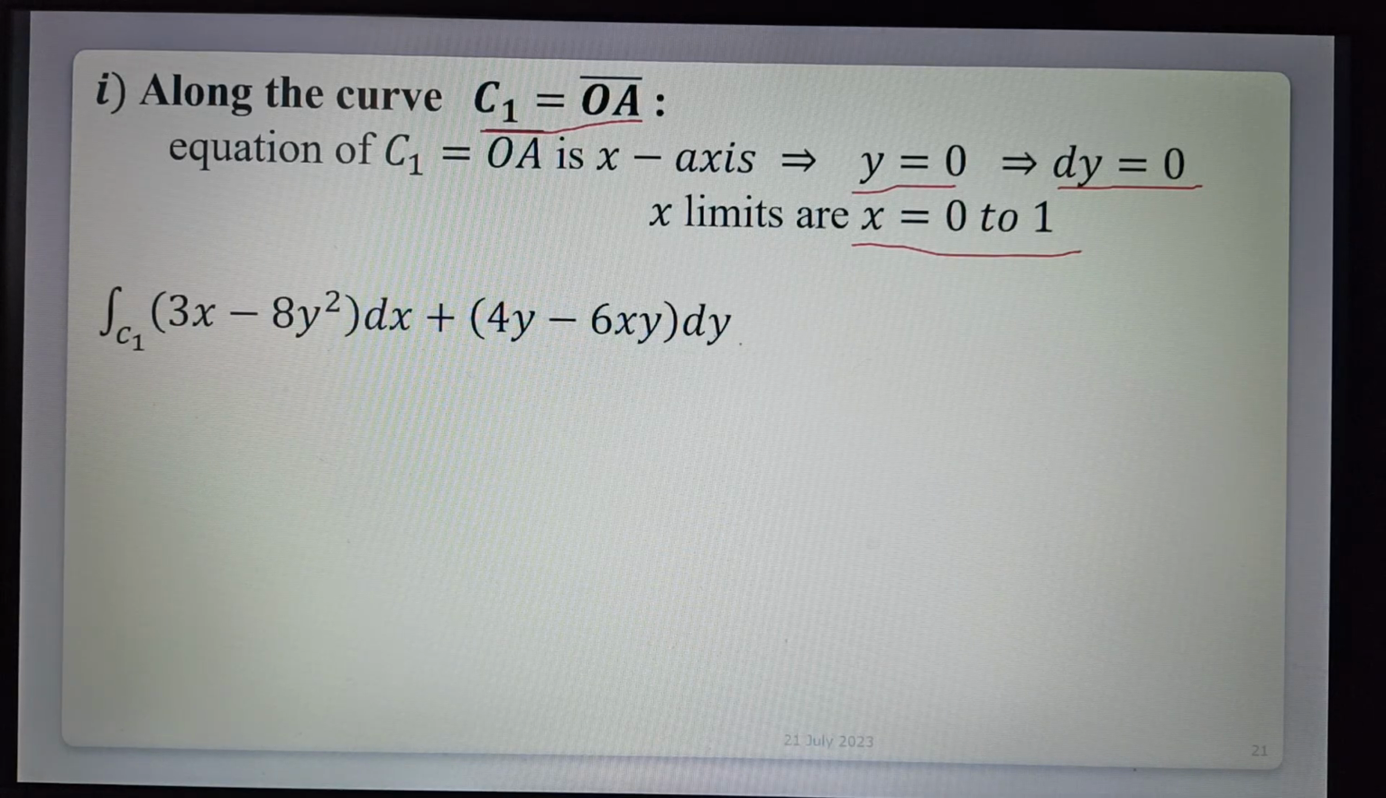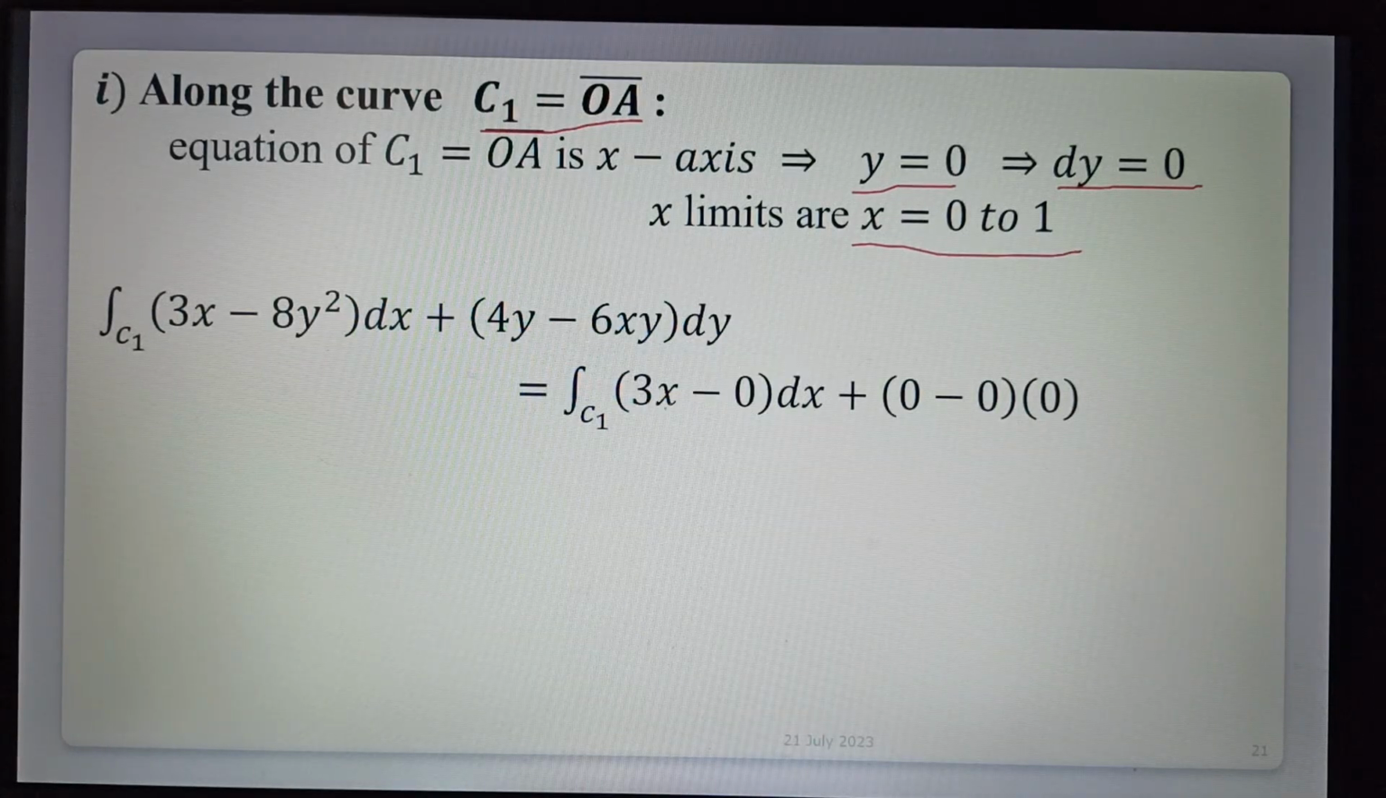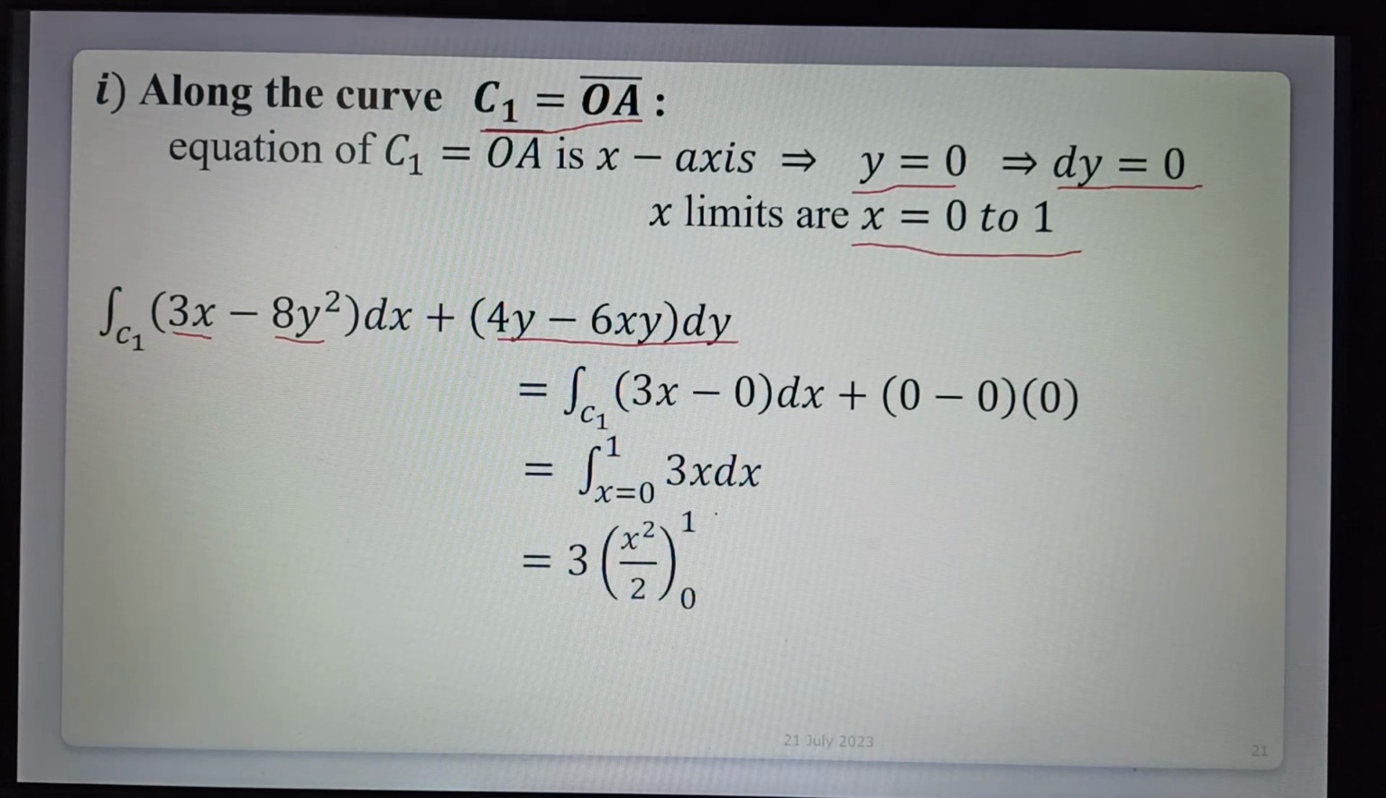Therefore along C1, y is eliminated. Okay, now only x. Integration over C1, 3x into y is equal to 0, so this total value is 0. So that is equal to x limit 0 to 1, 3x dx. That is equal to 3 into x square by 2, 0 to 1. So that is equal to the value 3 by 2. So this is the line integral over C1.